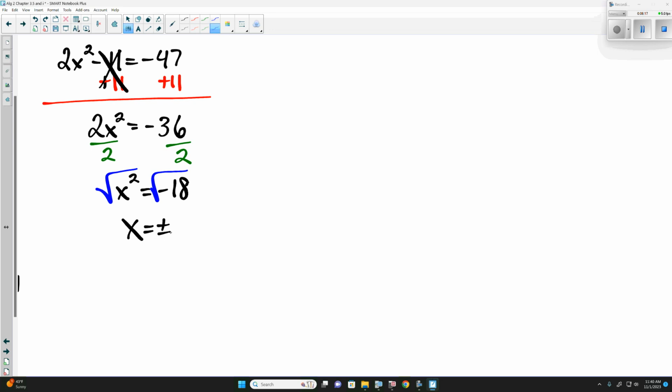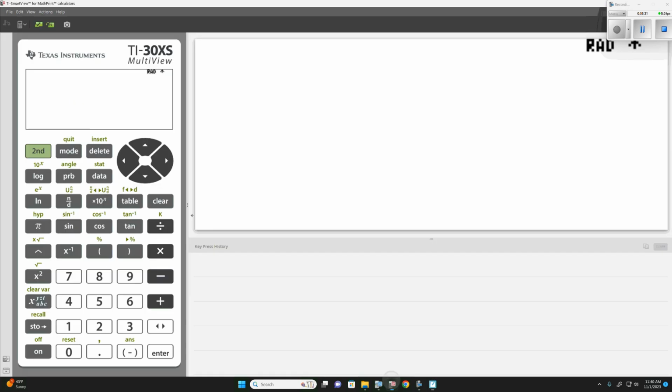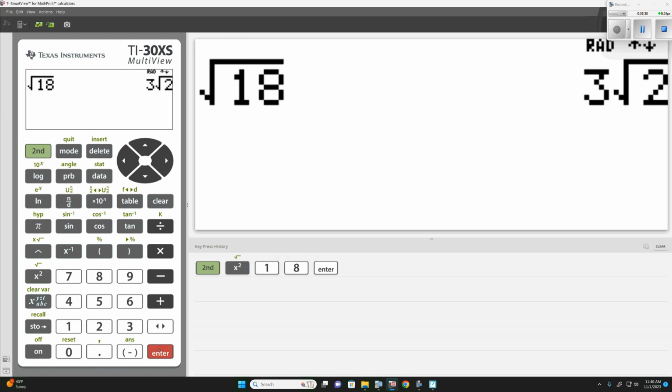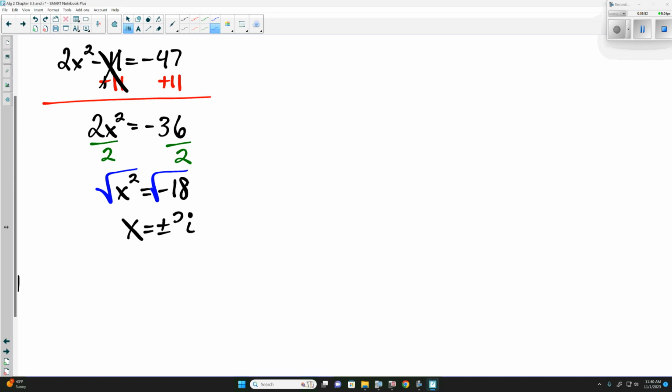Now we do need to take the square root of negative 18. Well, the negative will come out as i. Is 18 a perfect square? No. So the easier way to find the square root of 18 is our TI-30XS calculator. We can say second square root of 18, and it'll tell us that it's 3 square roots of 2. The graphing calculator will turn it into a decimal, but our 30XS will leave it in simplest radical form. So the square root of negative 18 would be 3i square root of 2. In standard form, we do put the i in front of the radical. We don't put it afterwards.